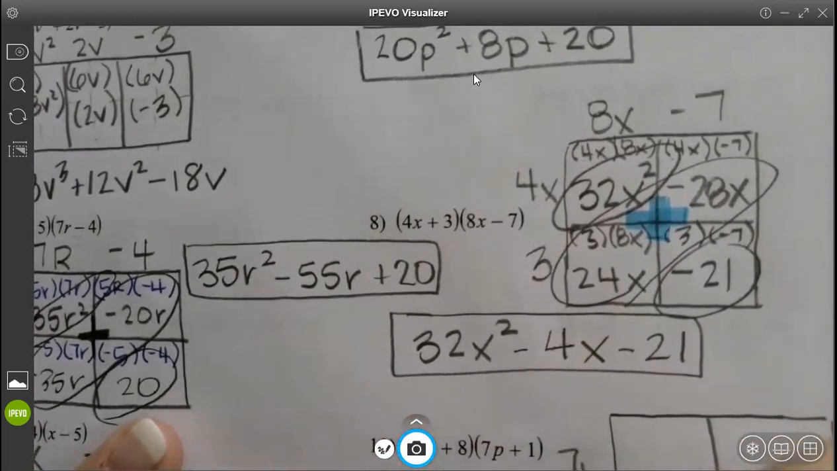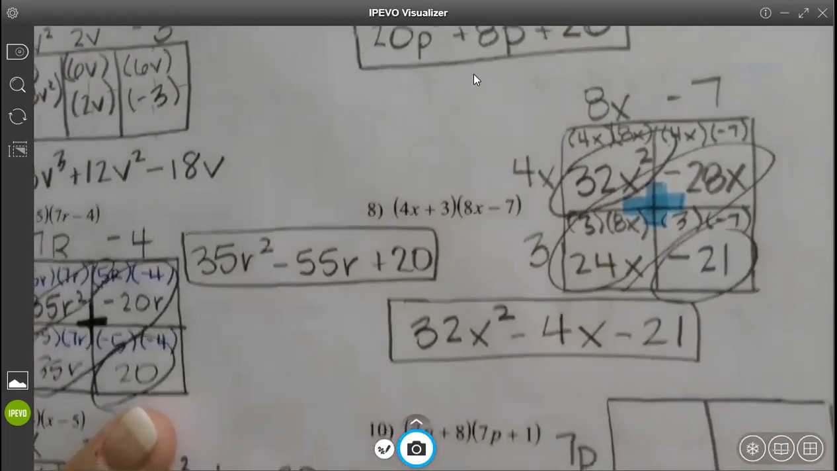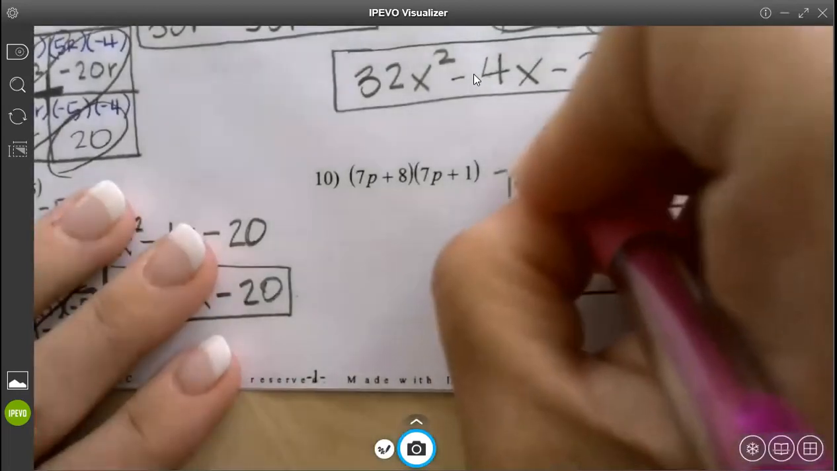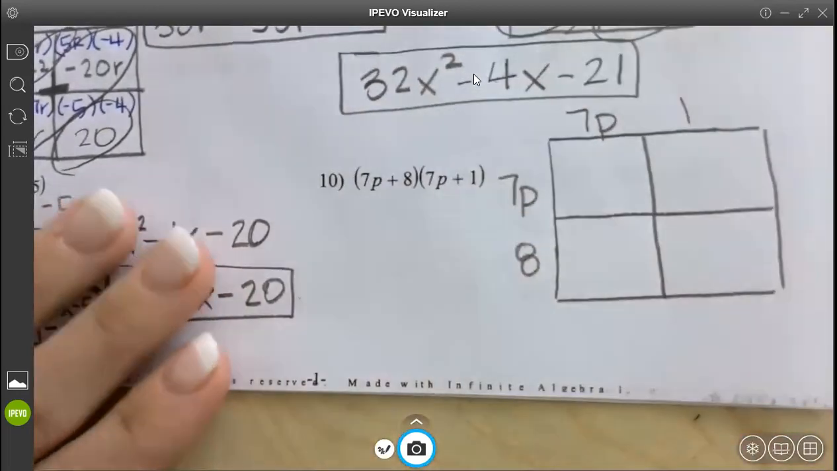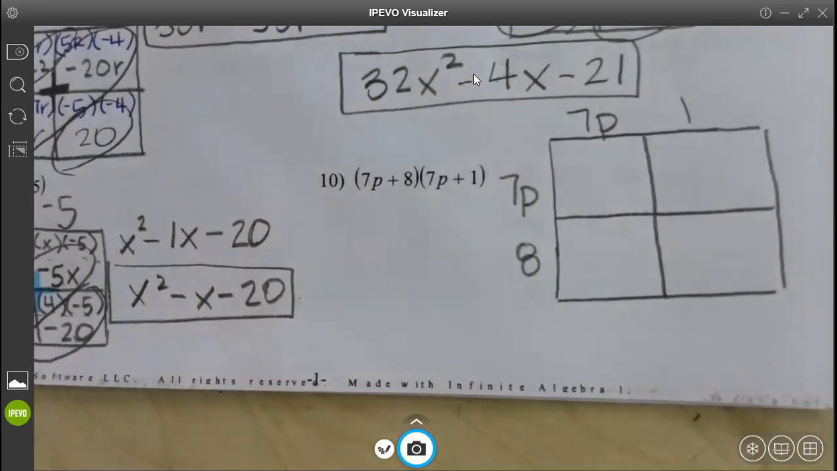One side is going to be 7p and a positive 8. One side is going to be 7p and a positive 1. You don't have to write the little parentheses inside the box. I'm going to keep doing that just for you guys. If you need to write it, go ahead and write it. If you don't have to, okay?